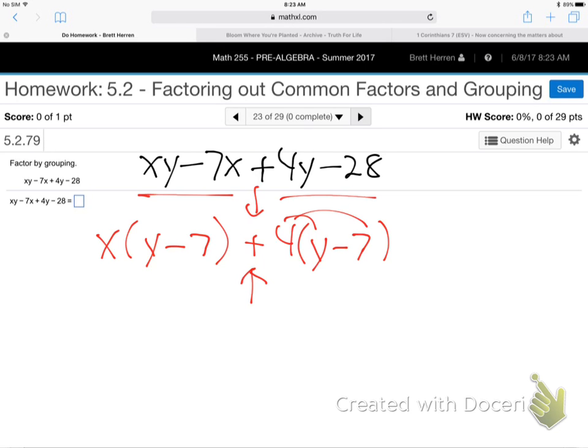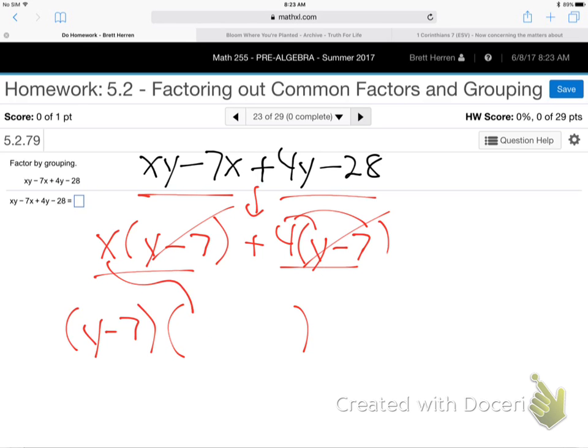So I'm not done, and that tells me what to do with it, too. Notice we have the match. We're always going to have this match. See how they match? So now they both have a parenthesis Y minus 7, huh? Put that in the front, remove it, start a new set of parentheses. What does that leave? X plus 4. We're done. All the horses are contained.